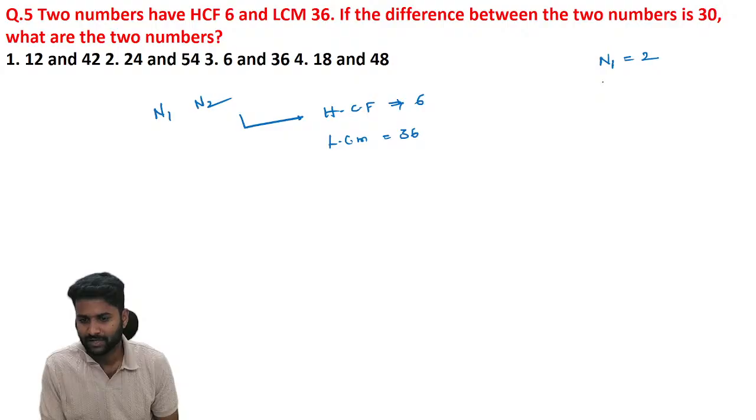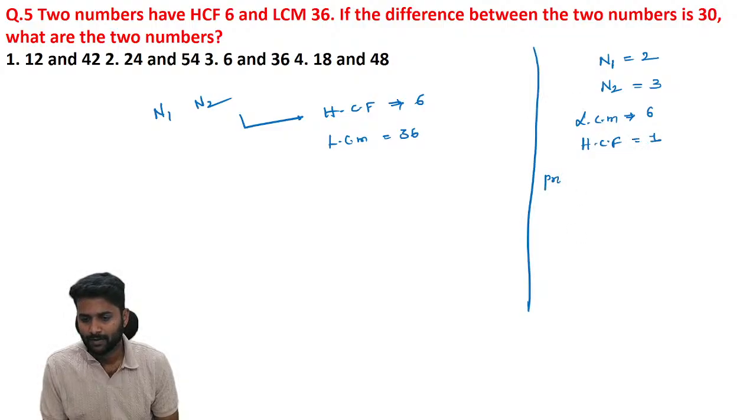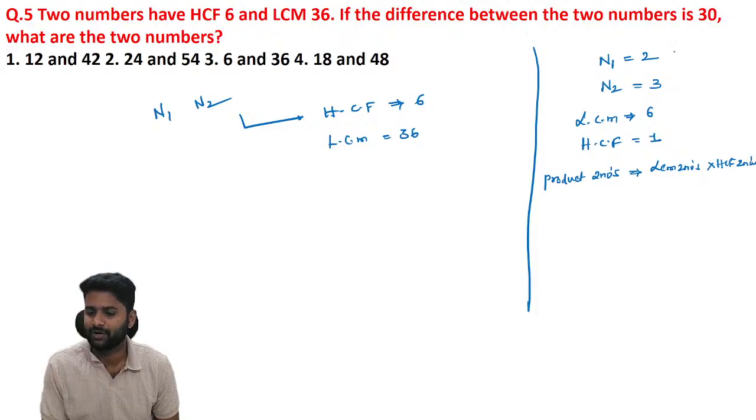Let us take that N1 is equal to 2, N2 is equal to 3. If you observe, the LCM of those two numbers is 6, the HCF of these two numbers is 1. If you understand the entire concept, the product of two numbers is equal to the LCM of those two numbers multiplied by the HCF of those two numbers. See, the product of these two numbers, 2 into 3, is equal to 6. That is exactly equal to LCM of the numbers into HCF of the numbers.